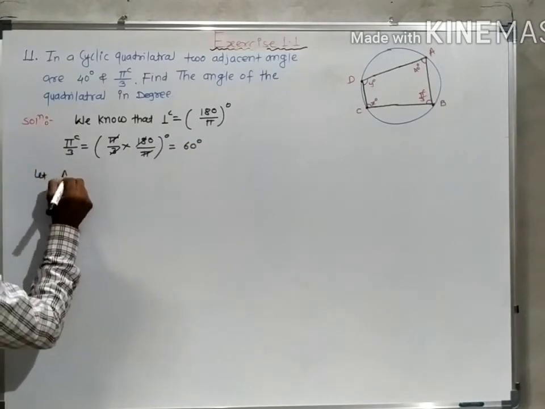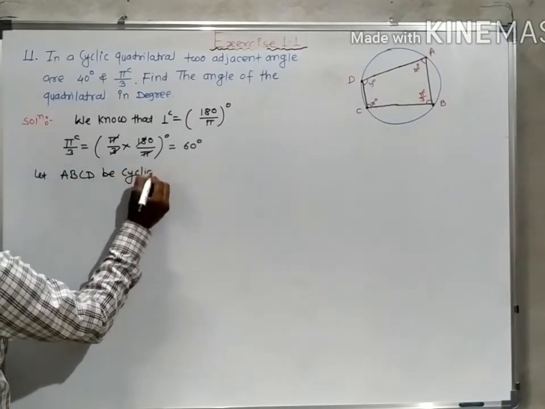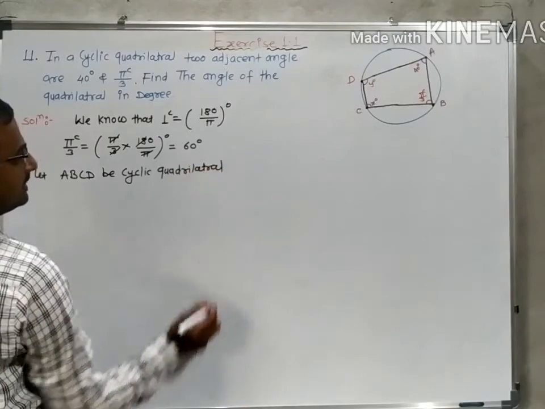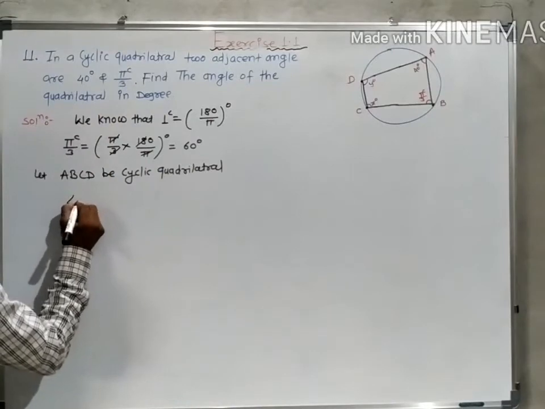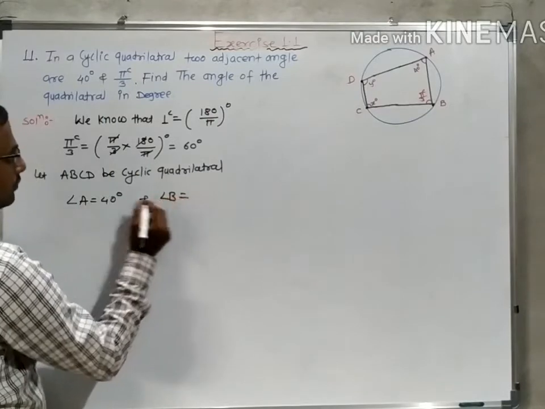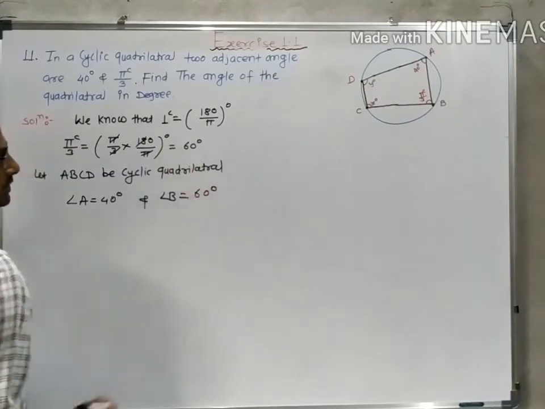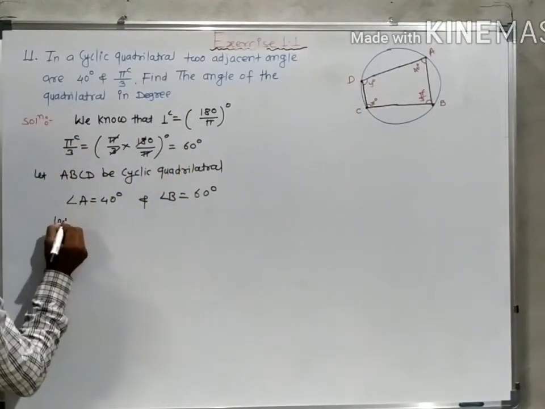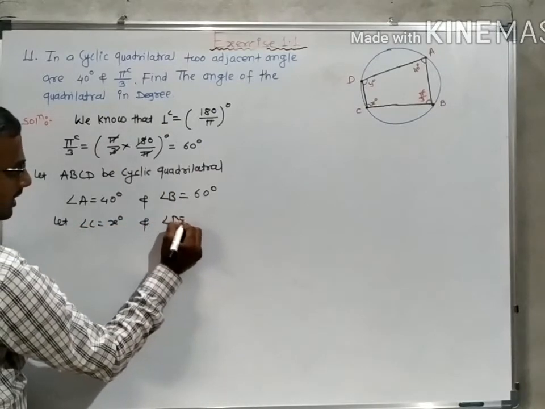Let A, B, C, D be a cyclic quadrilateral. Then angle A is 40 degree. Angle B is equal to pi upon 3 radians, so converting into degree, this is 60 degree. So let angle C be x degree and angle D be y degree.